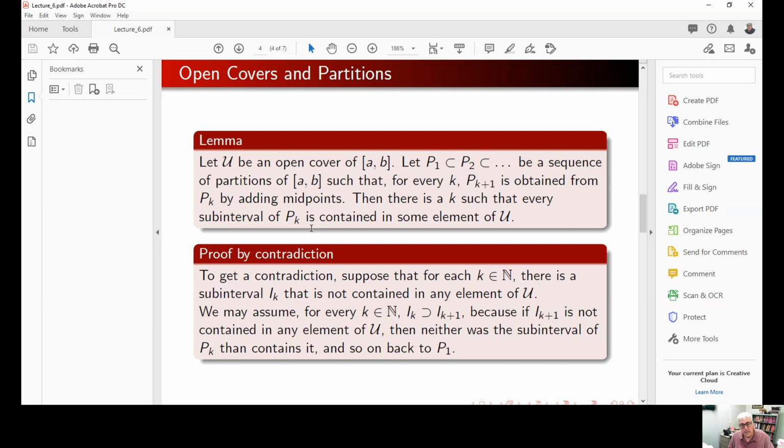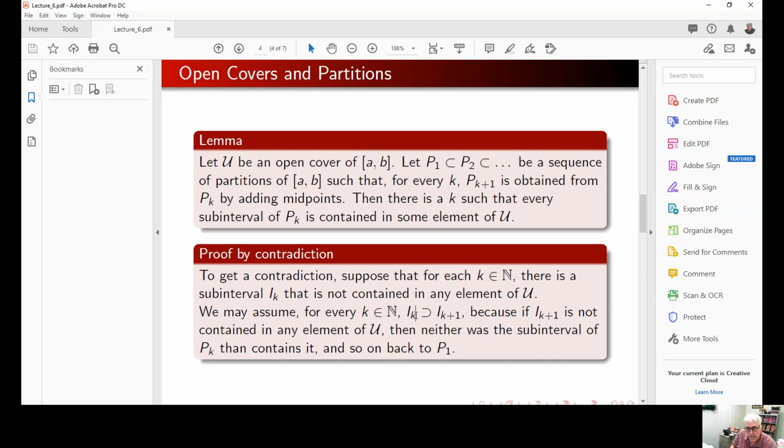And we're going to prove this by contradiction. We're going to say, okay, regardless of how fine we chop them up, if we choose any K, there'll be some subinterval in my P sub K that is not contained in any of my open sets that are elements of my script U. So in fact, for every K, we've got this set of subintervals.